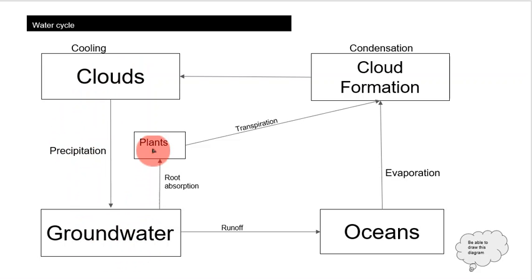Groundwater can be absorbed by plants through the roots, and then through the process of transpiration, that excess water can be released out of the plant's leaves and back into the atmosphere to go again through cycles of cloud formation. Some of that groundwater that's not absorbed by plants runs off through rivers and lakes back into the ocean, and you continuously get this cycling that happens.